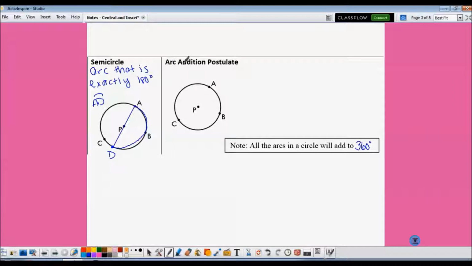So for the arc addition postulate, say we wanted to know the measure of arc ABC. But we don't know what that is. But if we know AB and we know BC, then those 2 arcs added together would give us the length of the whole arc.